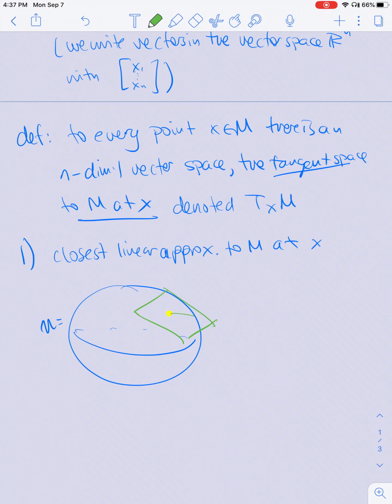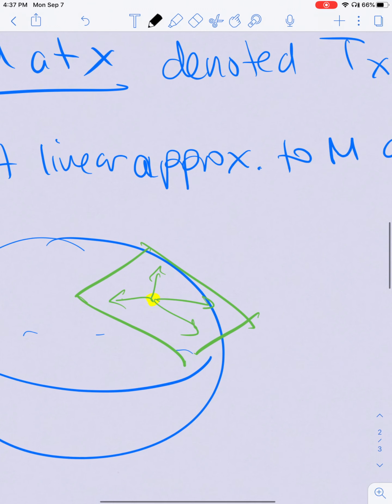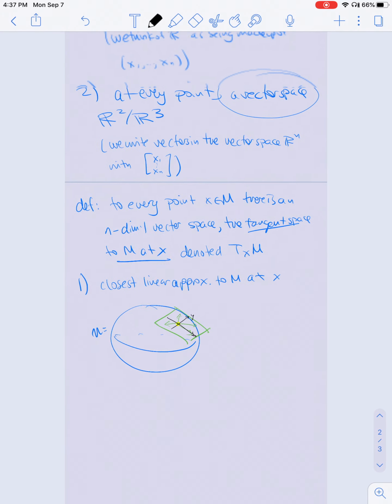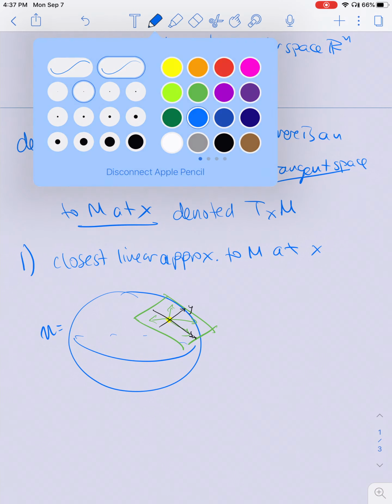And it's going to contain vectors. And maybe, using my coordinates from the previous video, I have some way of thinking of there being an x-axis in here and a y-axis, but we'll get to that. Don't worry about the axes yet.